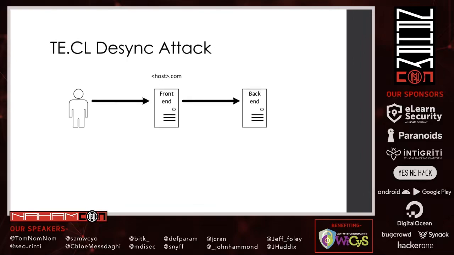TECL desync attacks are similar. So the attacker sends a request to the front end with a similar malformed transfer encoding header like this. And the data portion of the web request contains a chunked size payload that has a web request inside. So in this case, it's a chunk size payload of hex 46 to a POST of the /somewhere endpoint on host.com with a content length of 100.